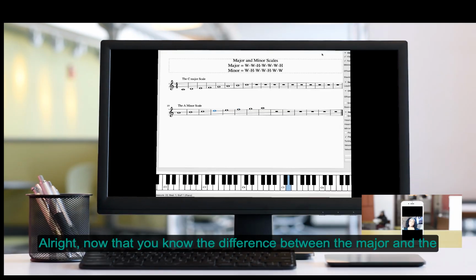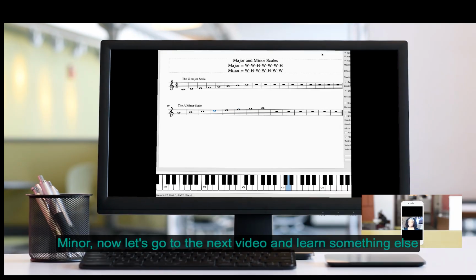All right, now that you know the difference between the major and the minor scale, now let's go to the next video and learn something else.